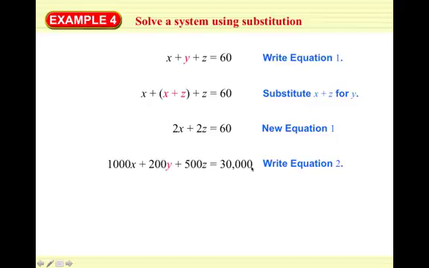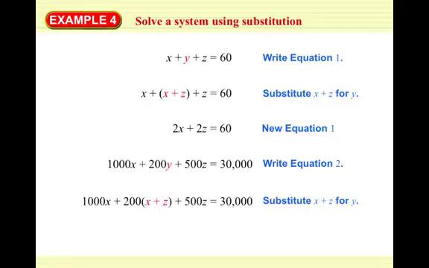We're going to write equation 2, so we're going to substitute, and instead of writing Y, we're going to write in X plus Z, and then we're going to see what we get. So let's see, 1,000X plus 200X is going to give us 1,200X. 200Z plus 500Z is 700Z equals 30,000. So that's our new equation 2, our equation 2 star or star 2, however you want to think of it.